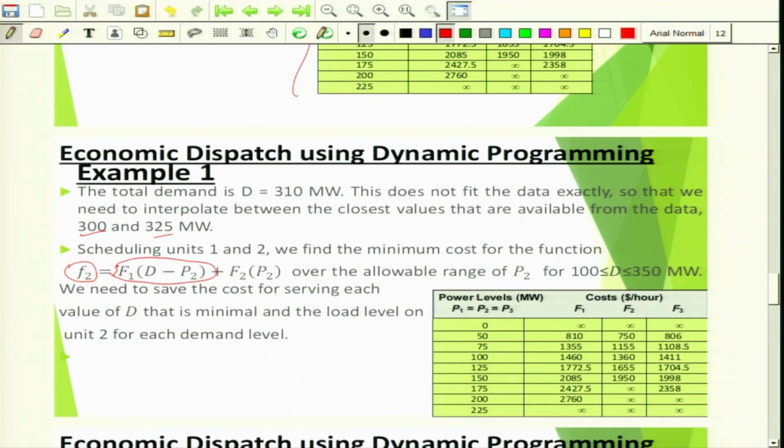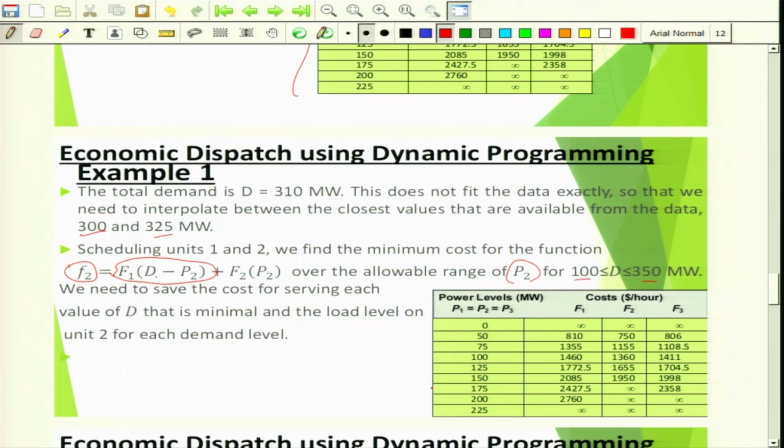generation with respect to the first unit, F1 of P1. F1 of P1 is nothing but F1 of demand minus P2, right, because P1 plus P2 will be equal to demand, plus total fuel cost associated with P2. So F1 of P1 plus F2 of P2 will give you total cost, considering just unit 1 and unit 2 over the allowable range of P2 for 100 to 350 megawatt of demand.